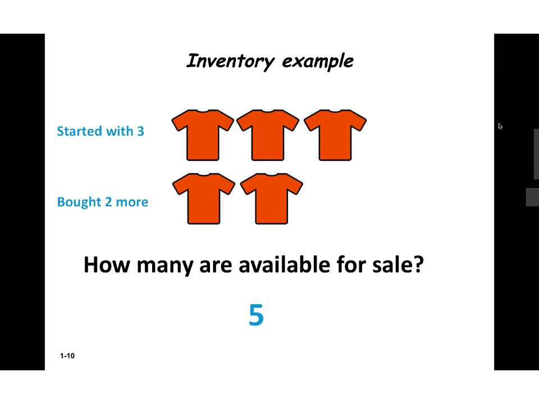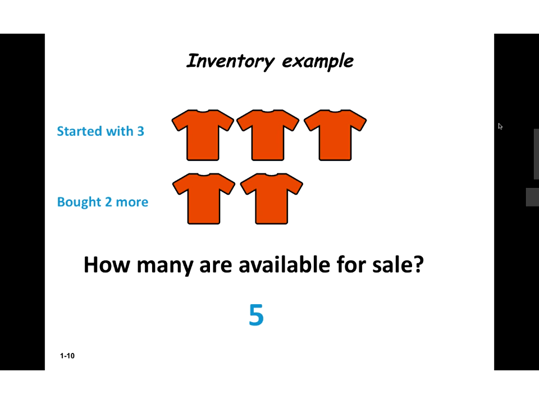Anything that's available for sale during the month or quarter or year, whatever we're talking about, had to come from one of 2 places. We either had to start with it, which is beginning inventory, or we had to buy it. That's it. Everything came from one of those 2 places. So the maximum number we could sell would be 5. We don't have any more than that available.